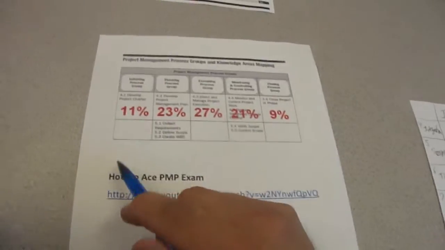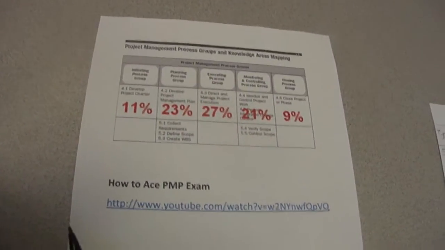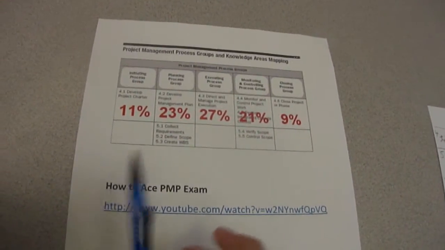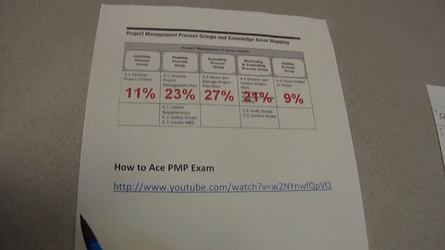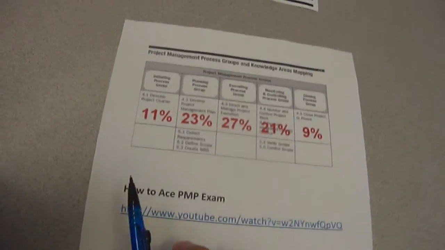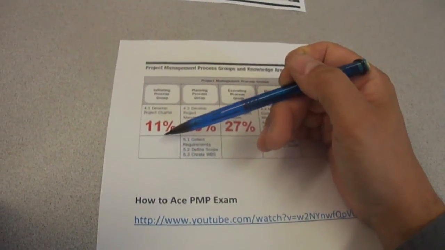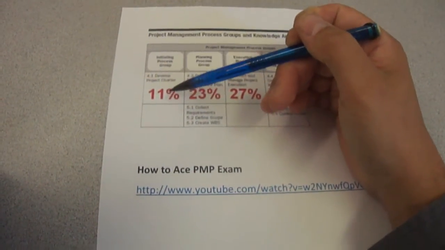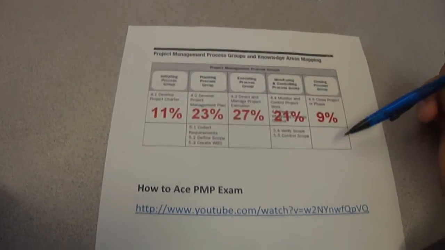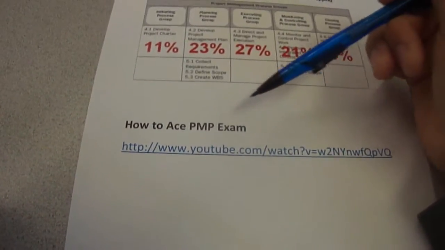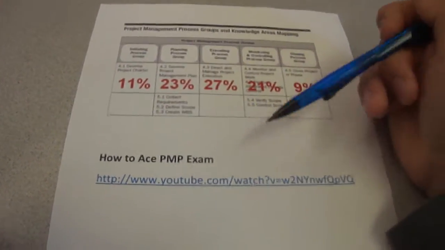So the reason why I do that is because when you look at the PMP exam, again this is per PMBOK 4, but by the time you read this you'll be doing PMBOK 5, but the general concept remains the same. For the initiating process group, you have 11% of the questions. For the closing process group, you have 9%. This is per the video how to ace PMP exam. You can search that on YouTube and find this video.